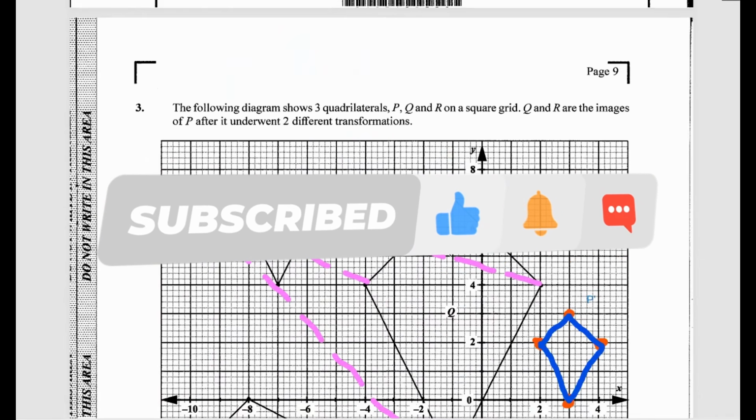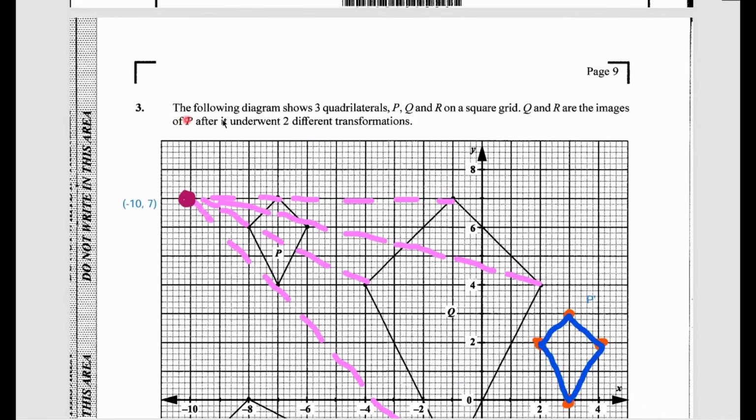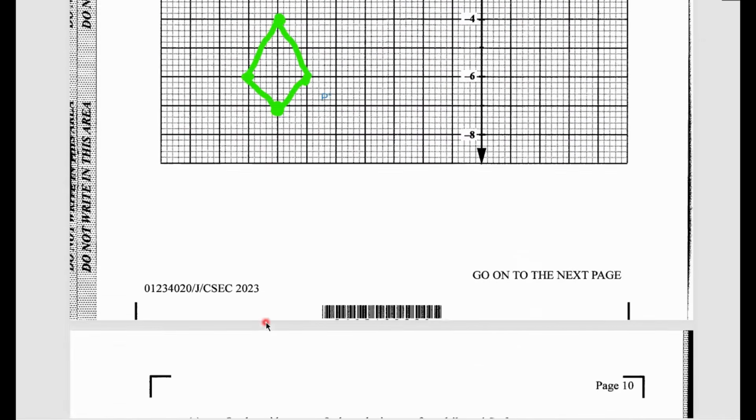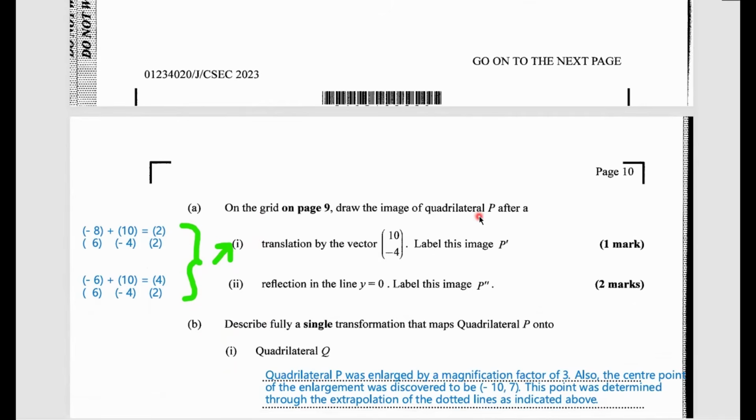This deals with transformations. And they're showing 3 quadrilaterals, P, Q, and R, in a square grid. Q and R are the images of P after it underwent 2 different transformations. So I guess P was used to form Q and R. Okay. Going below, on the same grid, draw the image of quadrilateral P after a translation by the vector (10, -4). Label this image P prime.